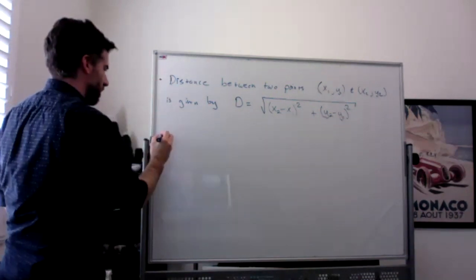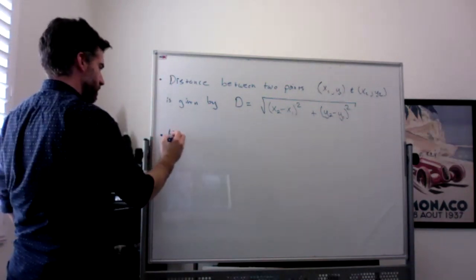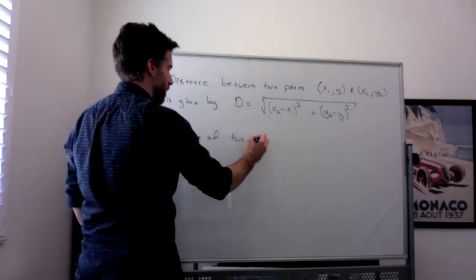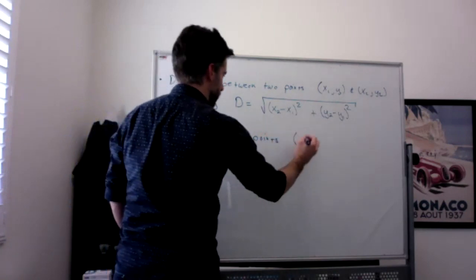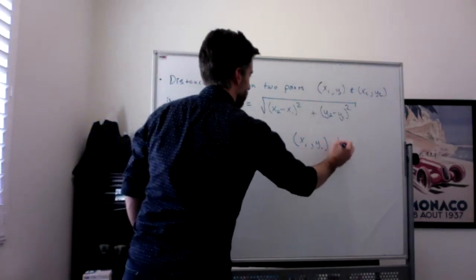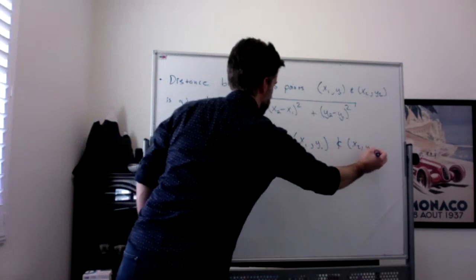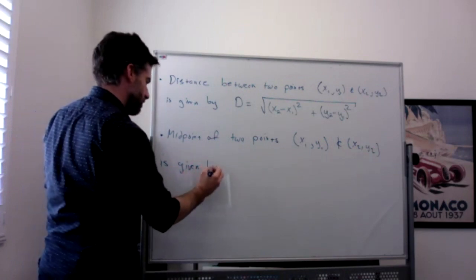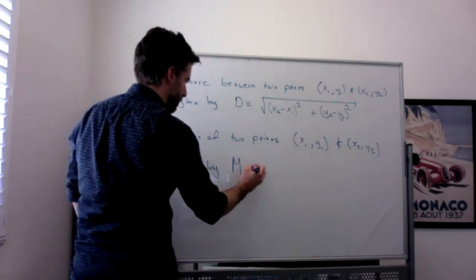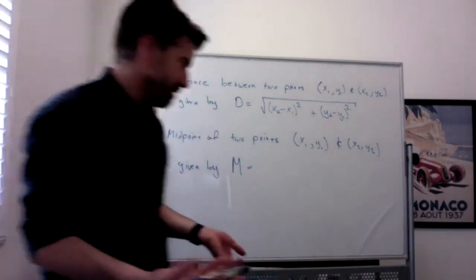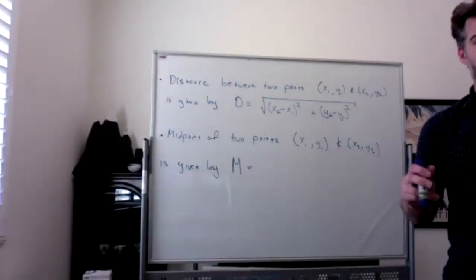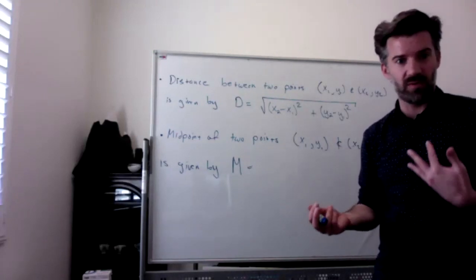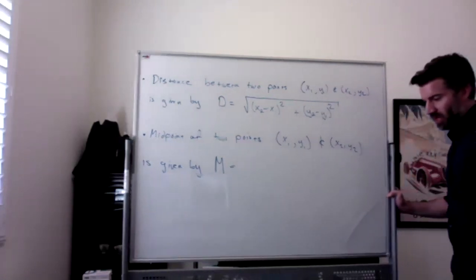And then the other formula we would like to be aware of is the midpoint of 2 points. Again, x1, y1, and x2, y2, is given by, sometimes we call it capital M. When I think about the midpoint of 2 points, I think about the middle of those 2 points, or another word I could use is the average of those 2 points. So when I'm thinking midpoint, I'm really thinking average.